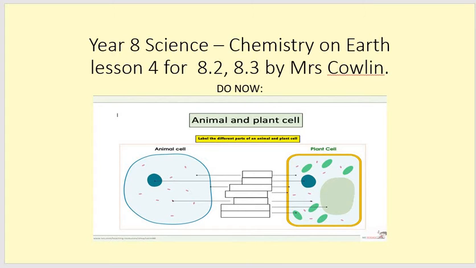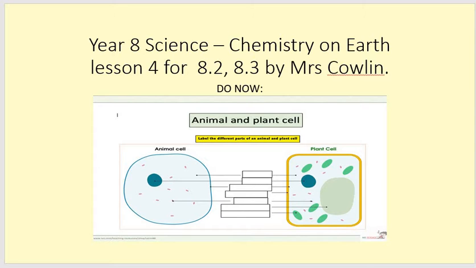Hello again, Year 8. This is your next lesson, lesson number 4 for Chemistry on Earth. And you've got an option to do a practical at home later on during this presentation. But your first task you'll do now is to have a look at these two diagrams. There are an animal and a plant cell. Kindly, I've labelled which one is which.